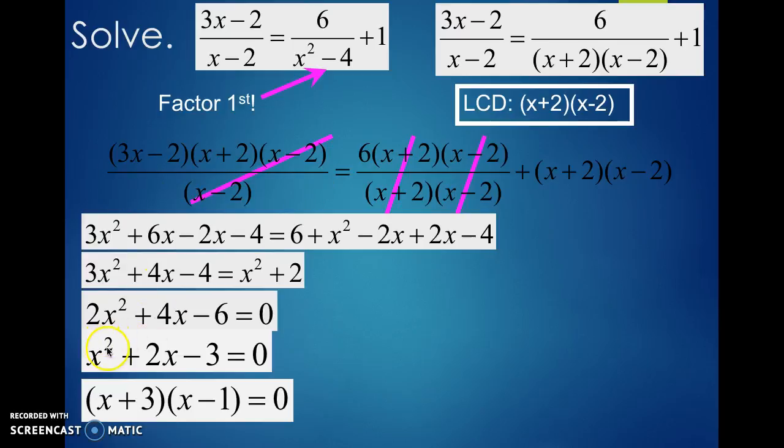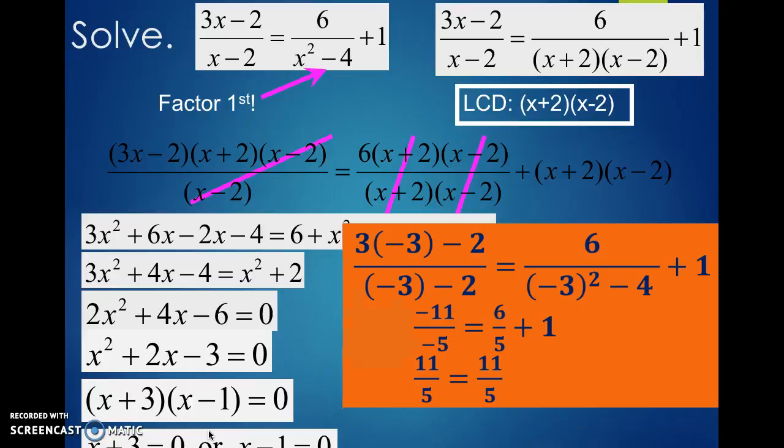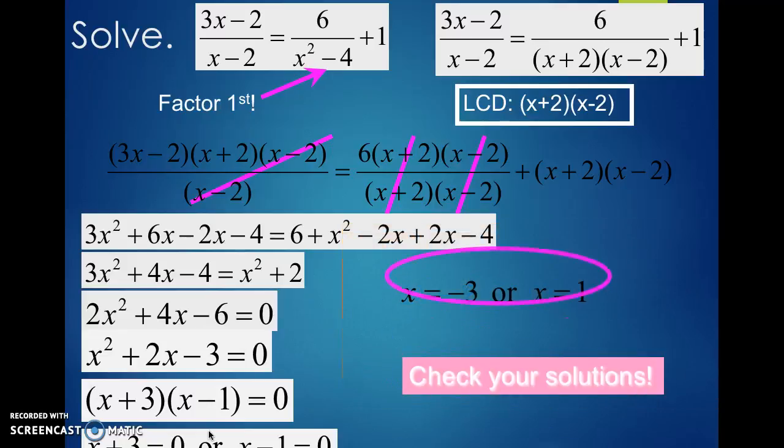Remember, if there's ever an x squared, we have to factor it out to solve. Set them both equal to 0. We're going to get x equals negative 3, or x equals 1. Check your solutions. When I plug negative 3 in, it works. When I plug 1 in, it works. So they're both solutions.